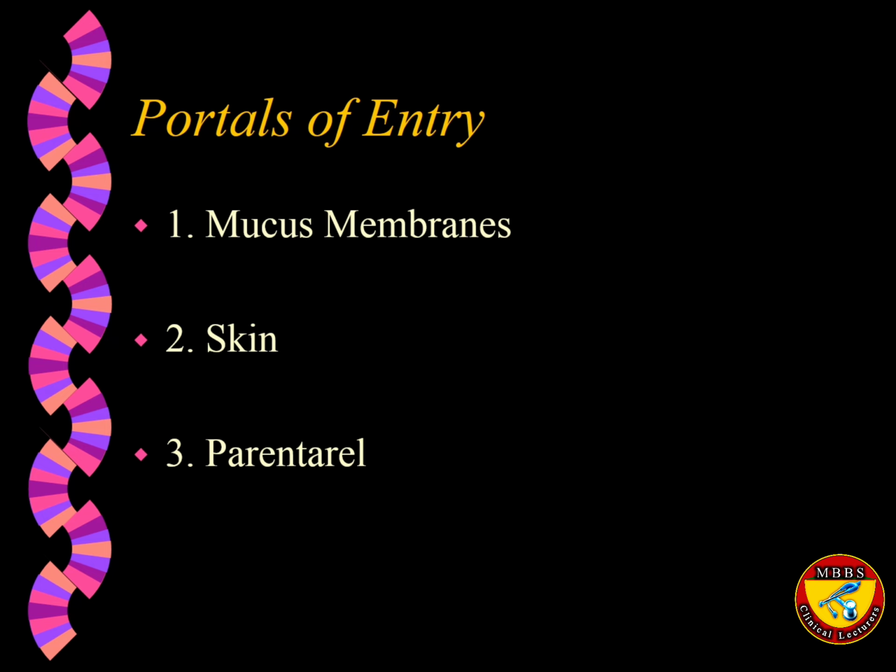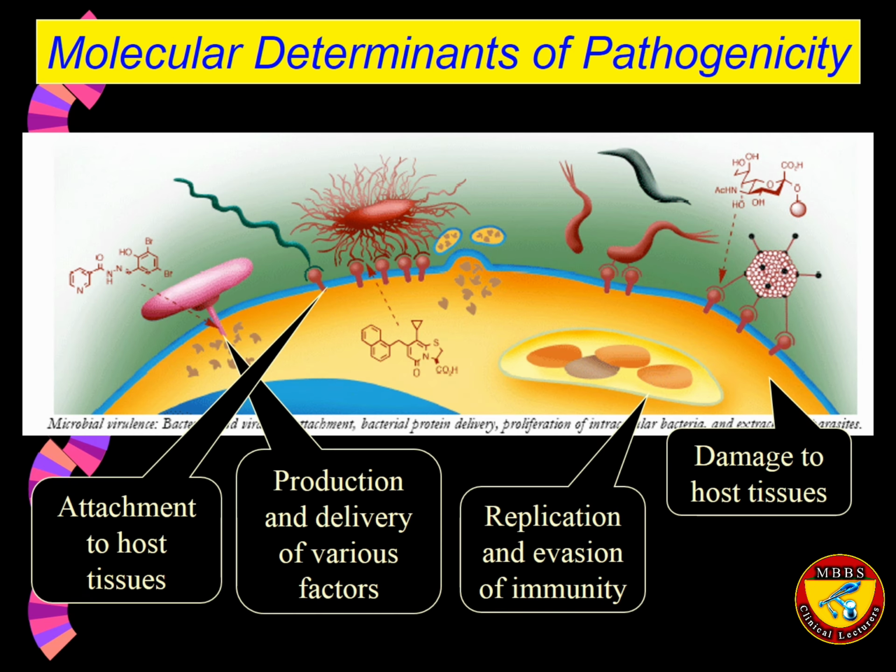Mucous membrane can be of the genitourinary areas or respiratory areas, because these are colonized sites. First, there is attachment to the host tissues, which leads to production and delivery of various bacterial factors. Ultimately, it leads to replication and evasion of the immunity, and it will cause damage to the host cells. So these are the molecular determinants of pathogenesis.